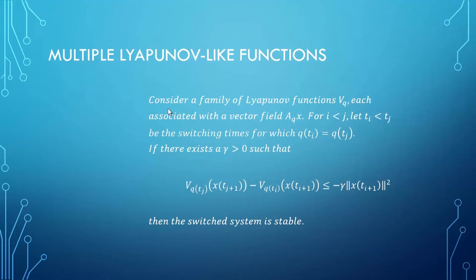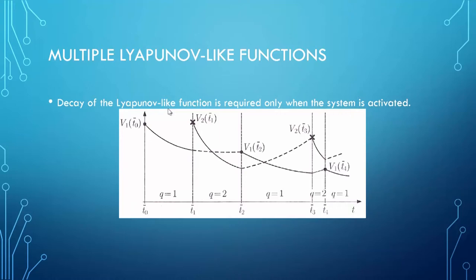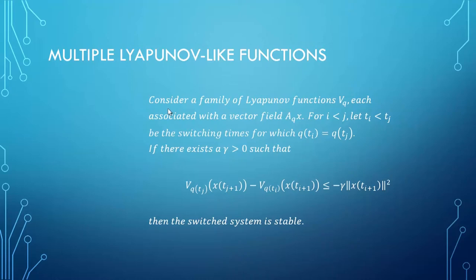Given a family of Lyapunov functions V_q that correspond to each vector field A_q x, for each subsystem, q is the subindex, and for any i smaller than j, let t_i be smaller than t_j. And t_i and t_j index the same subsystem because q(t_i) equals q(t_j). Remember, this is the index for the discrete systems, right? q(t_i) and q(t_j) belong to Q1, but at different time slots. Same system, different time slots. Same system, equal sign here, but different times t_i, t_j.